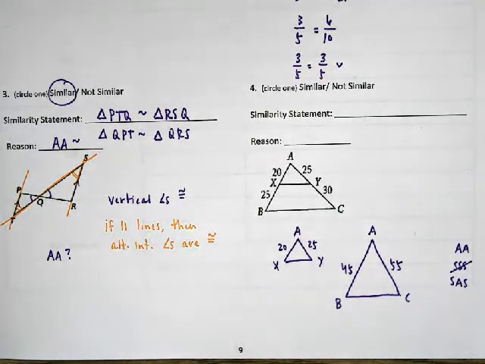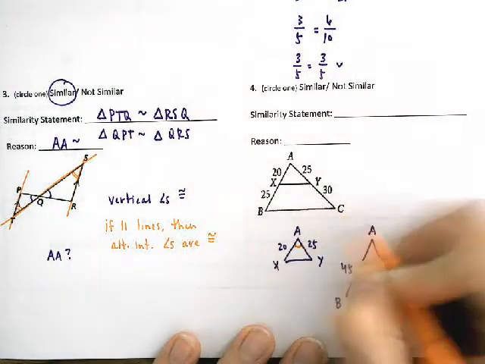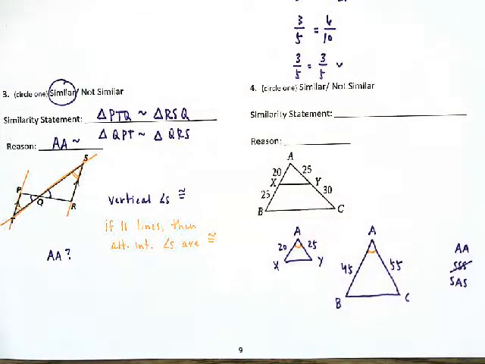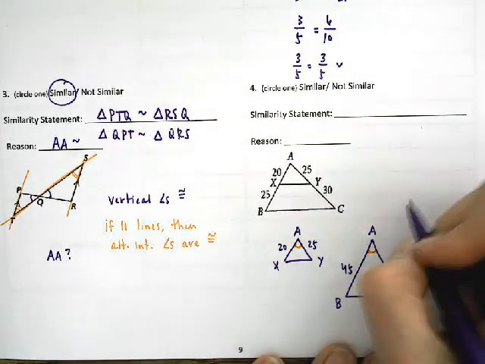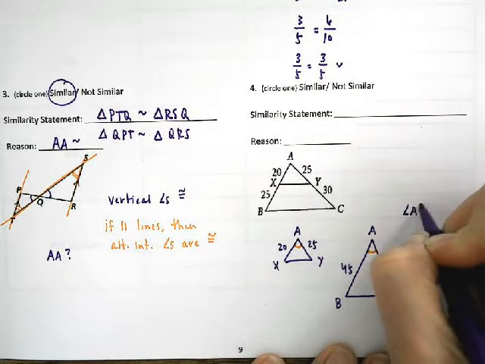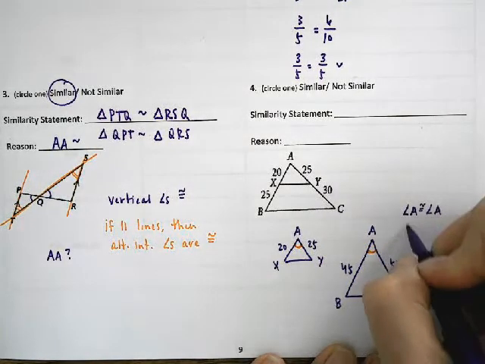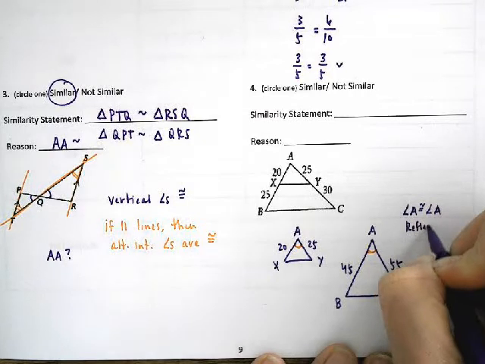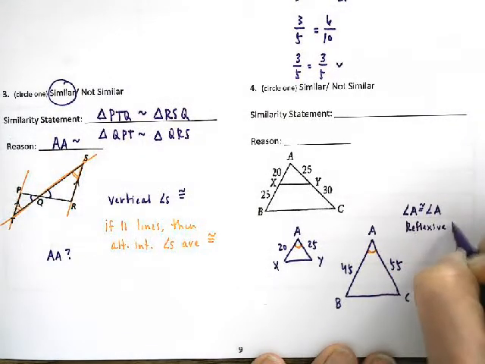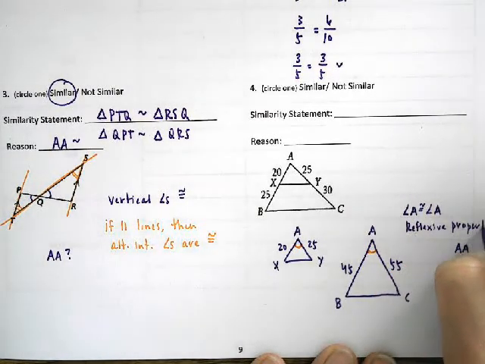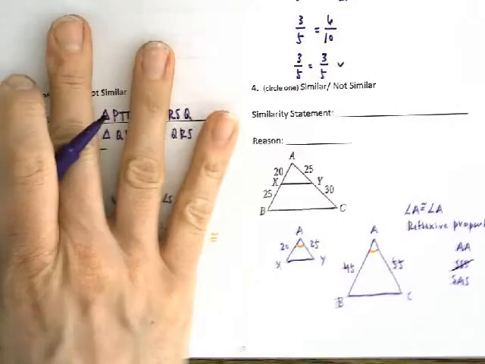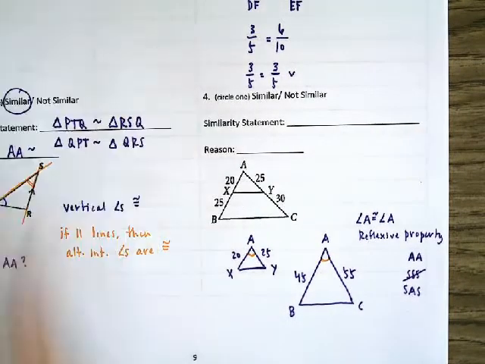Let's see, angle, angle. Well, I do know one pair of congruent angles. I know this angle A has to be congruent to itself, right? That's the reflexive property. So angle A is congruent to angle A by the reflexive property. So I have one pair of congruent angles.